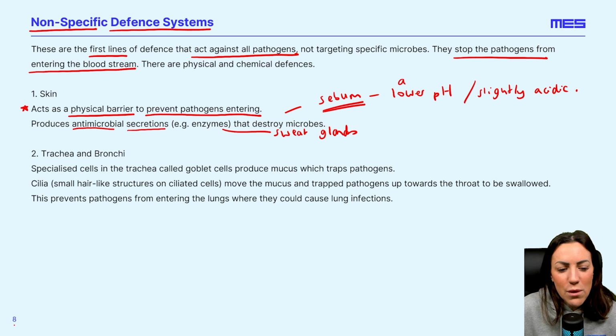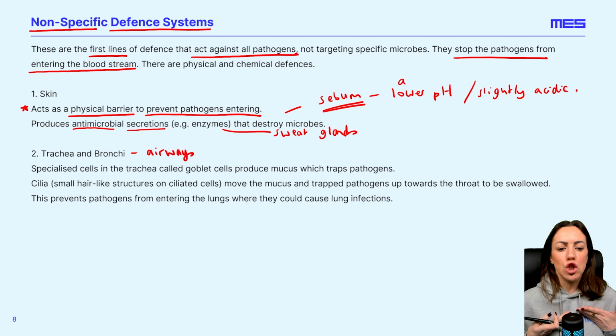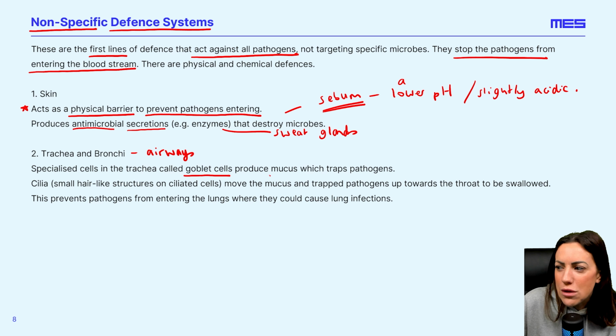Number 2, one that we all know about, is your airways. So I'm talking about your trachea, which is your windpipe, and then your 2 bronchi, one that goes into your right lung and one that goes into your left lung. They are lined with specialized cells. There are specialized cells called goblet cells that line your trachea and your bronchi, and they produce a mucus, which is sticky, so it traps pathogens.